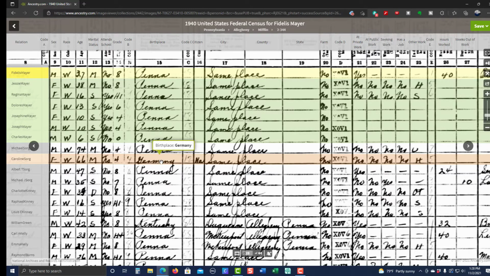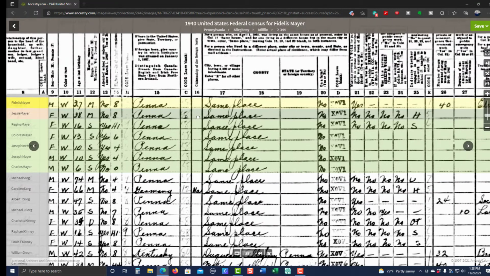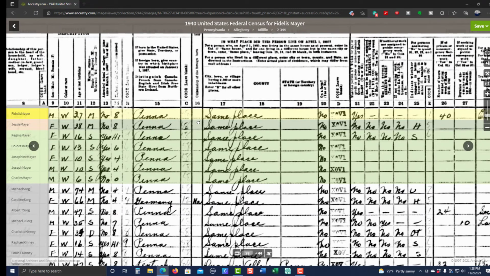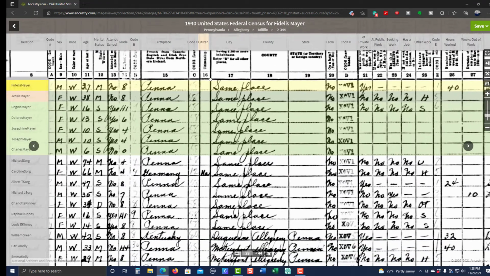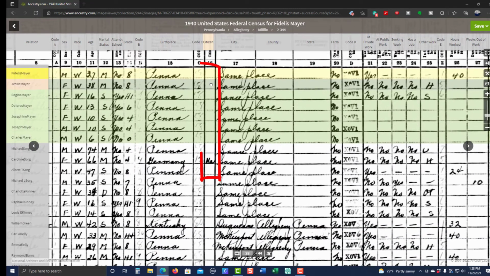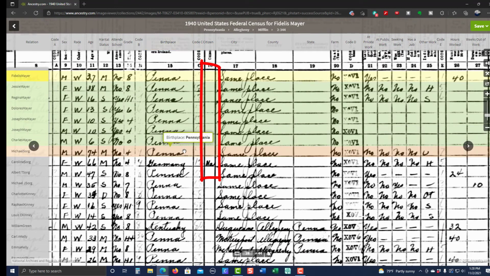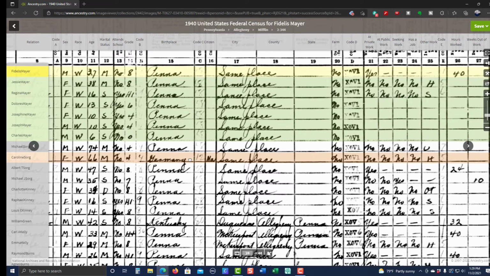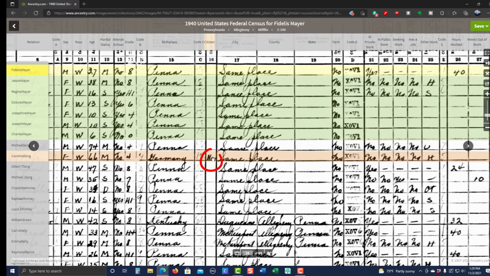Which brings us to column 16. Column 16 is citizenship of the foreign-born persons. Not a problem for the Mayer family. They're all born in Pennsylvania. But now Caroline Sorg is N.A.